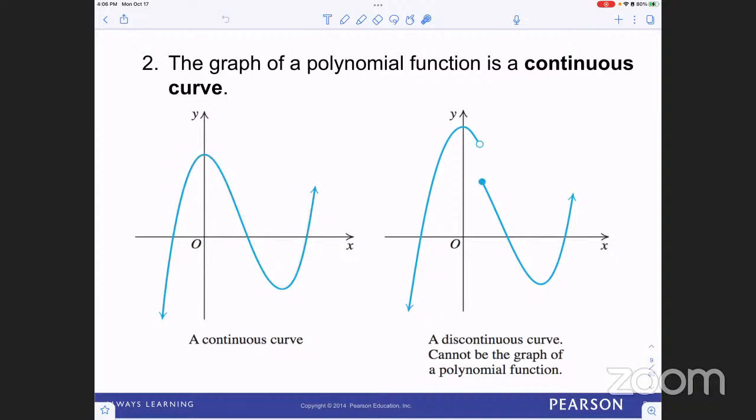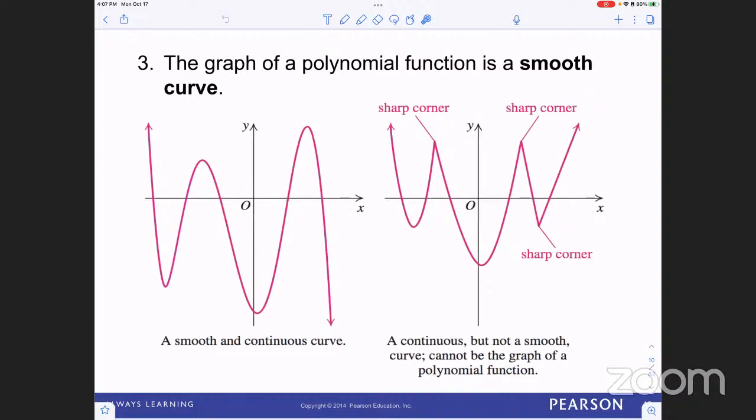But if we look at the example on the right, we have this gap here. For instance, if I start here and try to get to something on the far right, I have to pick the pen up and jump over that gap to continue tracing. Because we have this hole or gap or break, this cannot be the graph of a polynomial function. Okay. So not only are the graphs continuous, but they're also smooth.